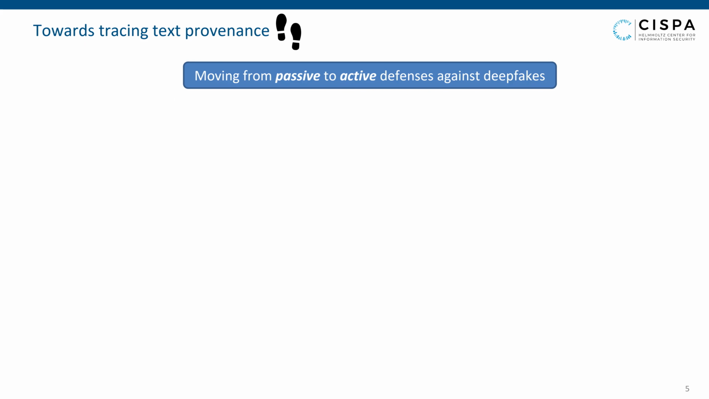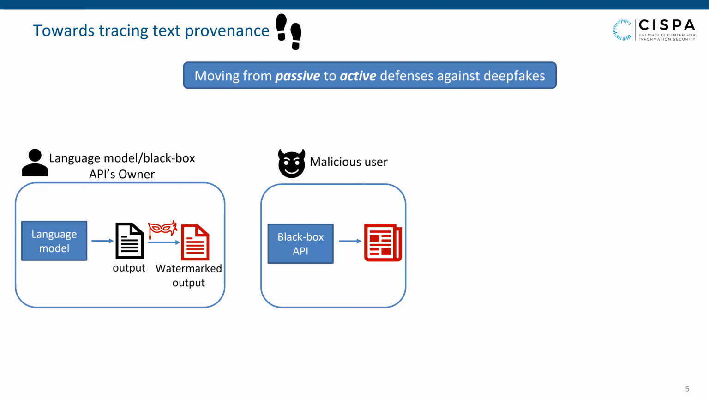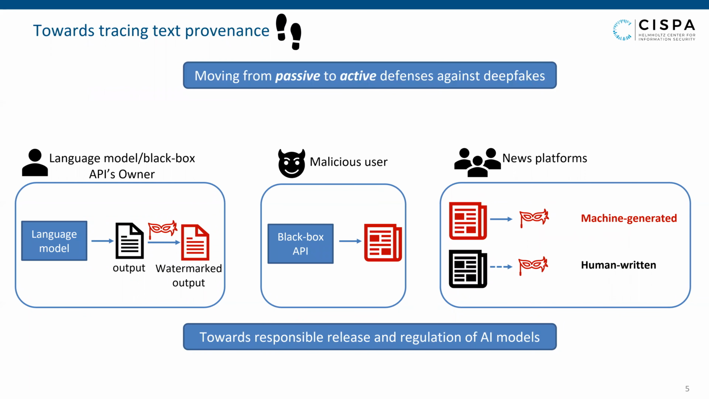Our envisioned scenario is as follows. The owner of a black box text generation API watermarks the language model's output. Then, an adversary uses the watermarked API to generate malicious content at scale, such as fake news or misinformation. News platforms can now cooperate with owners to decode the watermark and detect machine-generated text. This way enables the responsible release and the potential regulation of AI technologies and generation models.